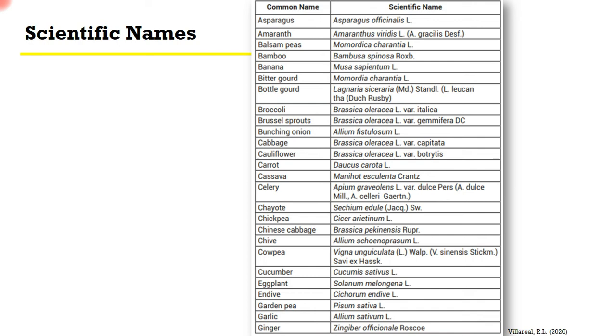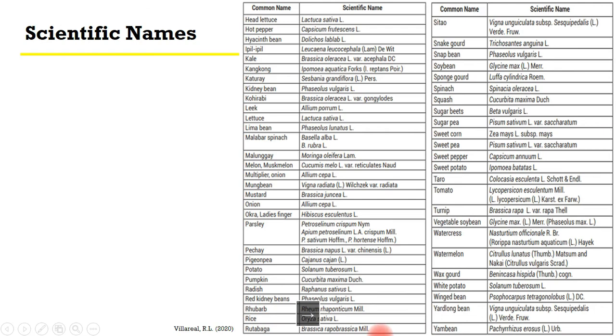And in addition, here are the scientific names of different vegetables and crops that you can plant in your home garden. For example, cassava, its scientific name is Manihot esculenta, with Crantz as the author of this scientific name. For the carrot, we have Daucus carota. And many more. Potato, Solanum tuberosum. We have the soybean, Glycine max.